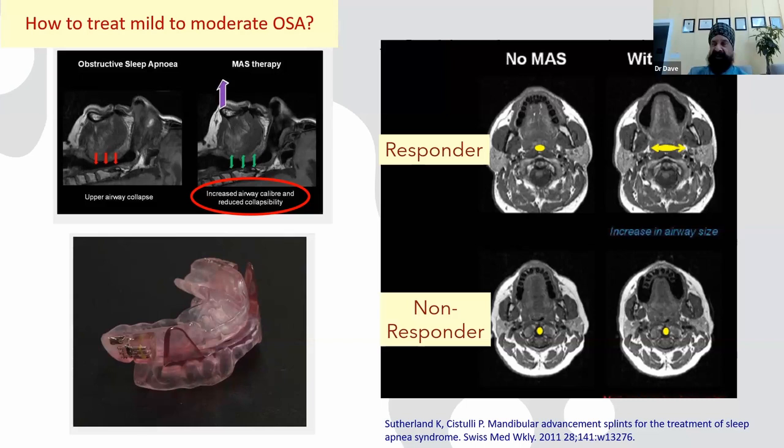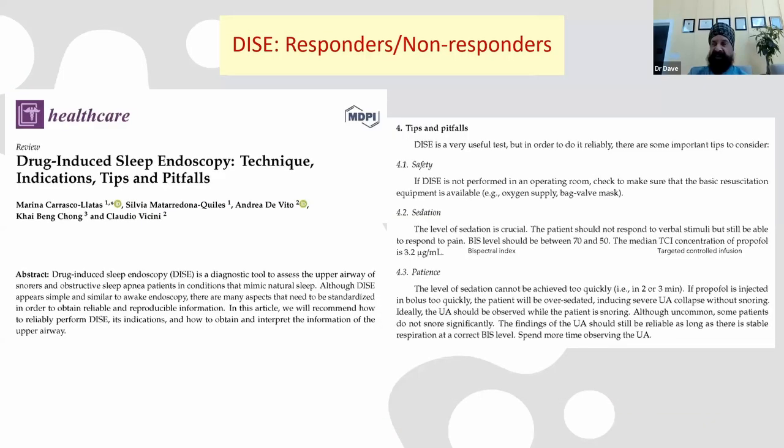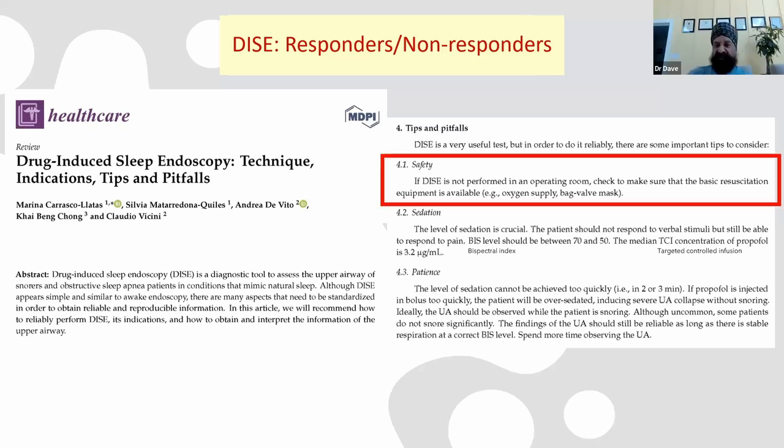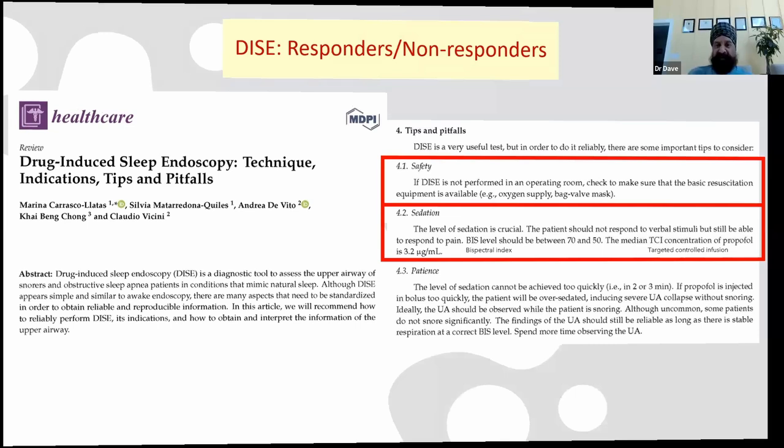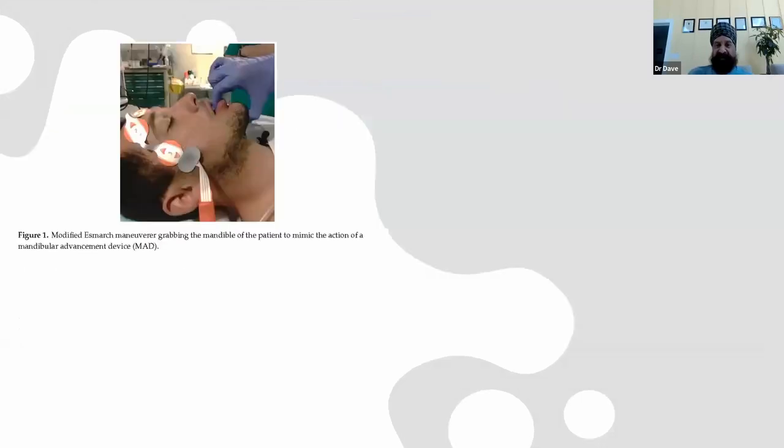So the idea here is DISE, drug-induced sleep endoscopy, to find out which patients would benefit from which procedure. And so we're going to put these patients in that condition here. And then we are going to manipulate the mandible and then pull it forwards here. And then we're going to look at the response of the upper airway.